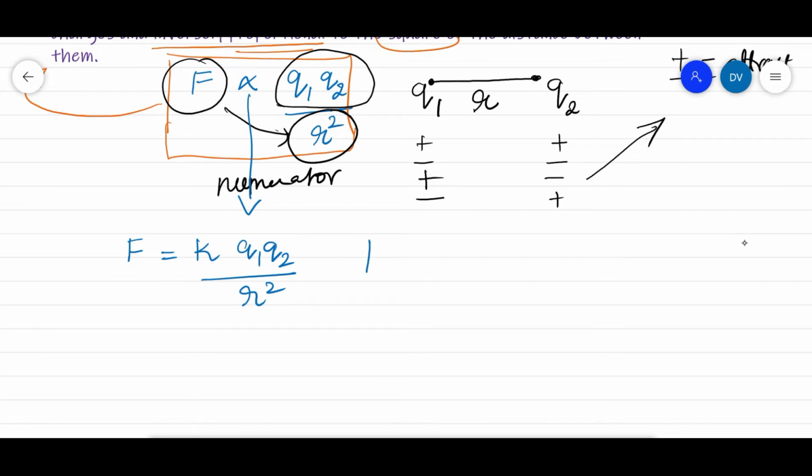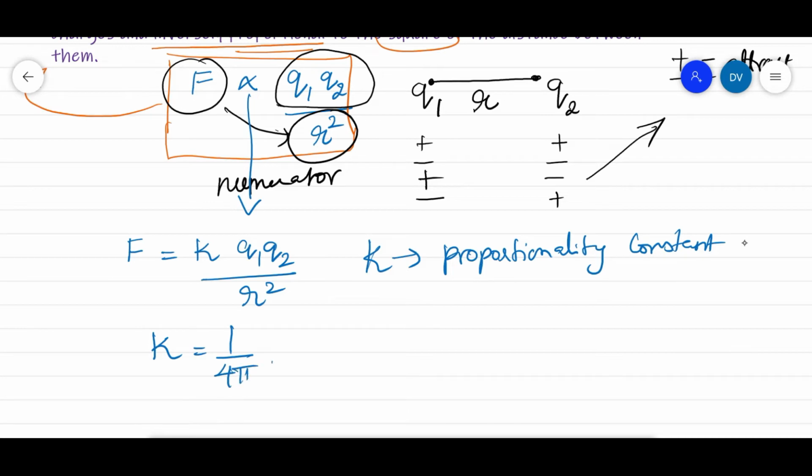So what is that k? It is called the proportionality constant. Okay. Next, what is the value for k? It is nothing but 1 by 4 pi epsilon naught. See how I am writing and showing? It is epsilon. Epsilon. Okay. So pronounce it like this.